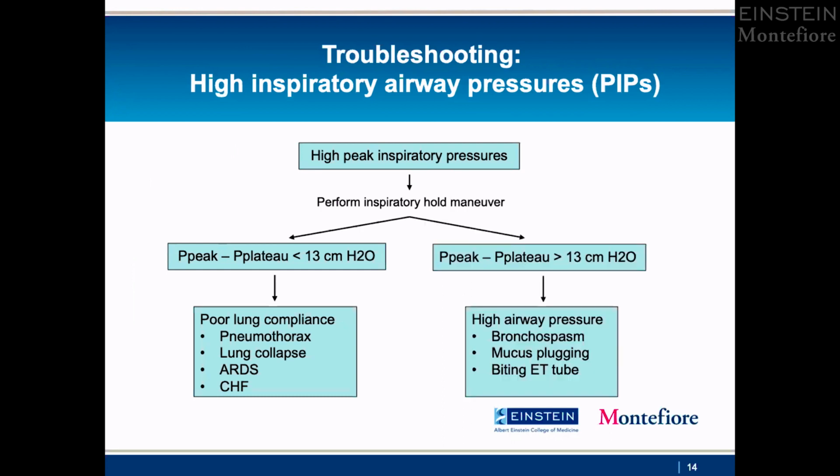If the difference is greater than 13, then it's an airway or circuit issue. We can see this in bronchospasm, mucus plugging, or even when the patient bites the ET tube. Treating the underlying issue, decreasing PEEP, tidal volume, or switching to a pressure preset mode oftentimes will decrease these pressures.